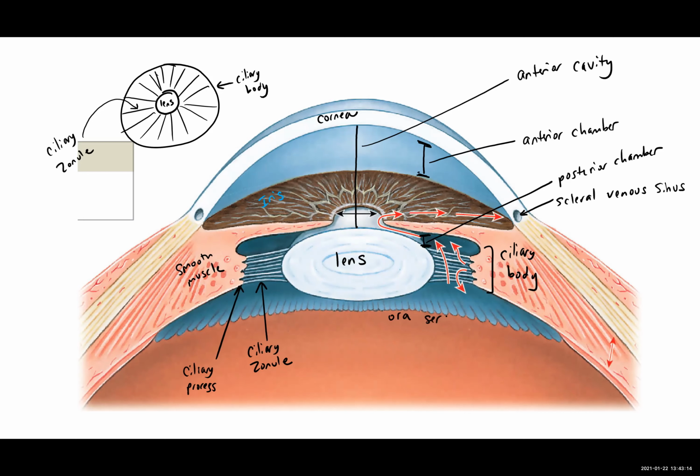We can see the ora serrata here. So that's that division from the choroid to the retina. And so this part here of the eyeball would be called the posterior cavity. And so that would be full of the vitreous humor, whereas the anterior is aqueous humor. Okay.